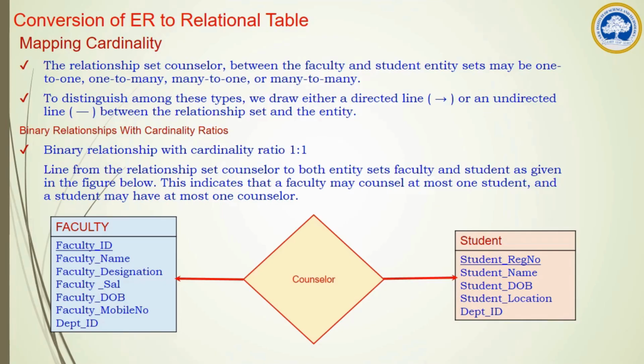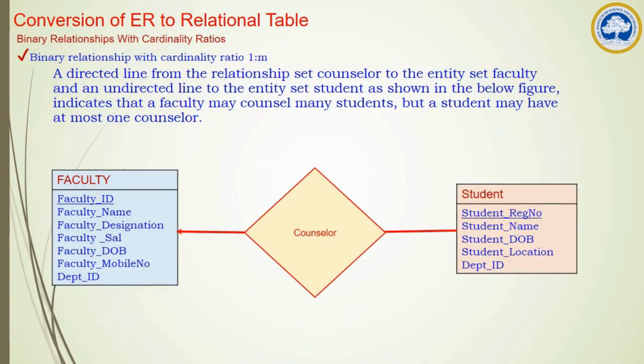For example, if you go with the first type, binary relationship with cardinality ratio 1 to 1, the lines from the relationship set counselor to both the entity sets will be given in the figure, and both are directed lines. This indicates that a faculty may counsel at most one student. Similarly, one student may have at most one counselor.